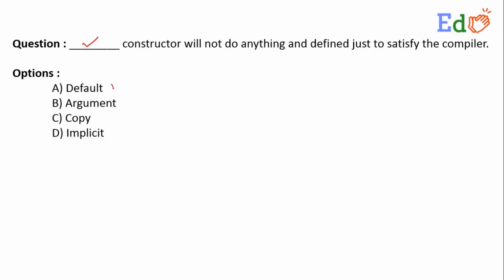So options are default constructor, argument constructor, copy constructor and implicit constructor. So here the answer will be the default constructor, because the default constructor is that constructor whose method name will be the same as that of the class name and it does not take any input argument. So let us suppose I'm going for a class, say class 1.